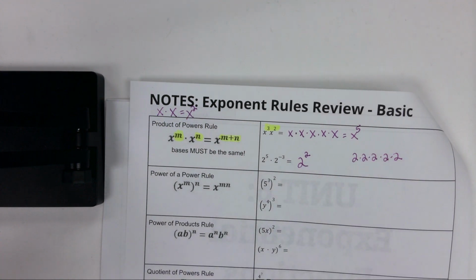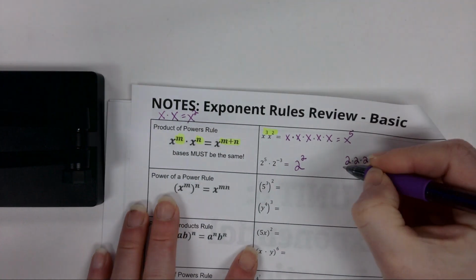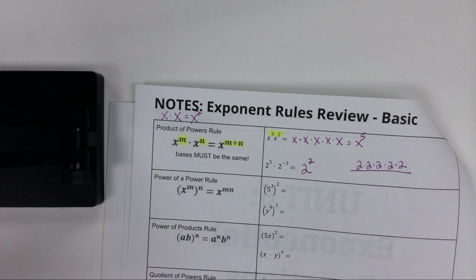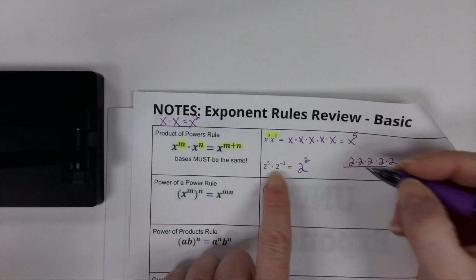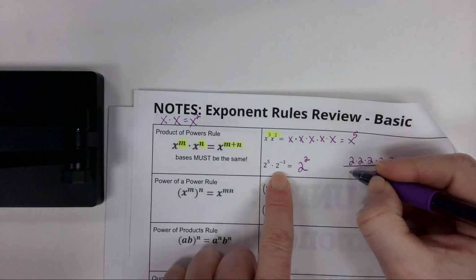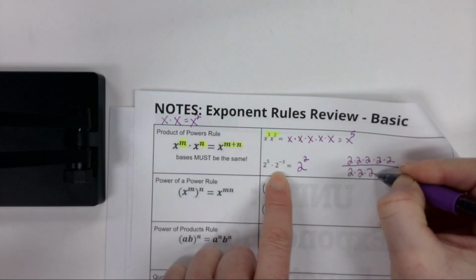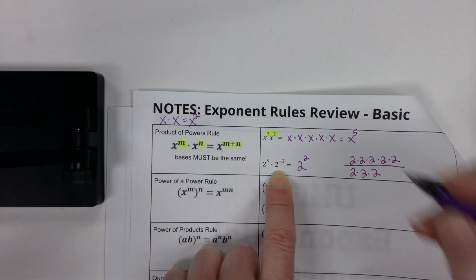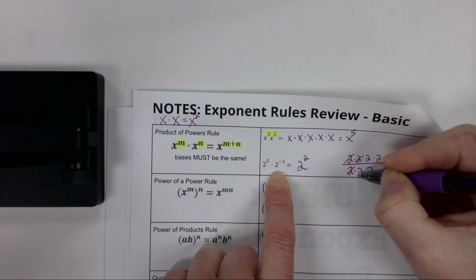And then the 2 to the negative 3rd, I don't know if you remember this from algebra or pre-algebra, means you actually put the 2 on the bottom of the fraction. And so that 2 to the negative 3rd means 2 on the bottom. And what do you notice you can cancel out of top and bottom? 3. And so I'm left with 2 squared.